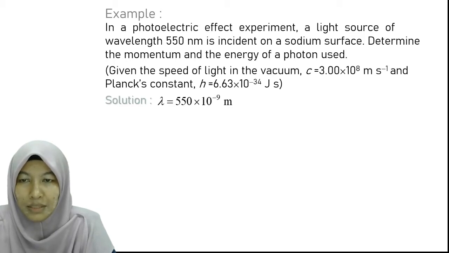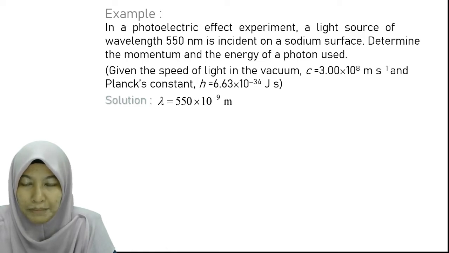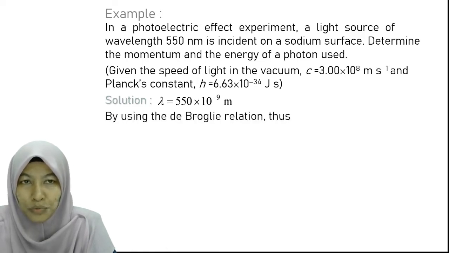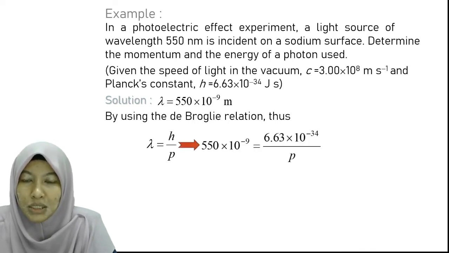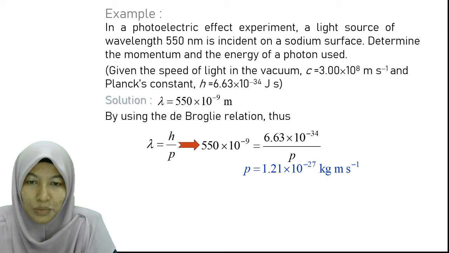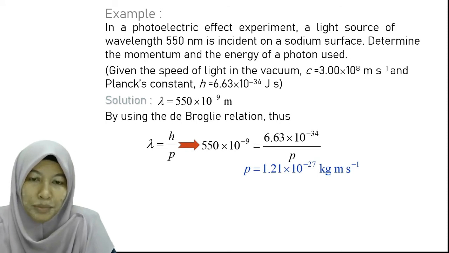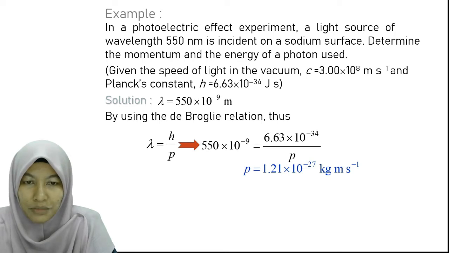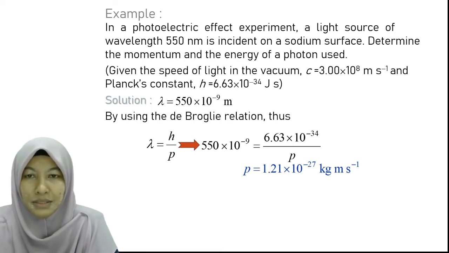So we find that lambda is given as 550 times 10 to the power of negative 9 meter, and then how to find the momentum by using the de Broglie wavelength. So lambda is equal to h over p. We just substitute the information into the equation, then we arrange the formula, and we find that the answer is 1.21 times 10 to the power of negative 27 kilogram meter per second.